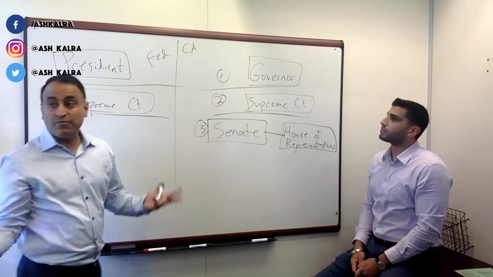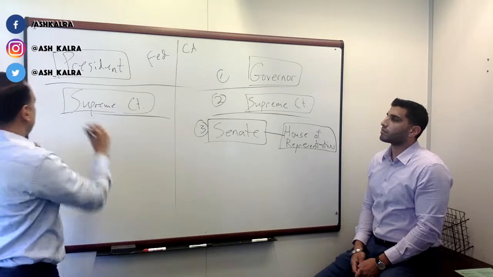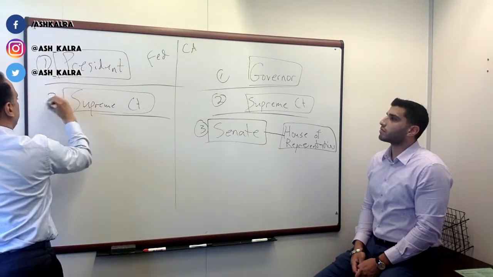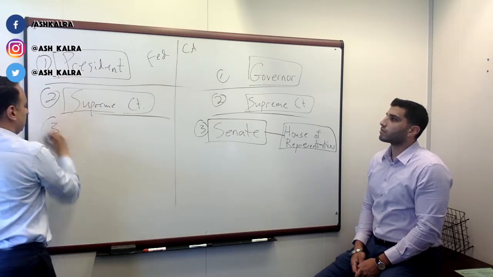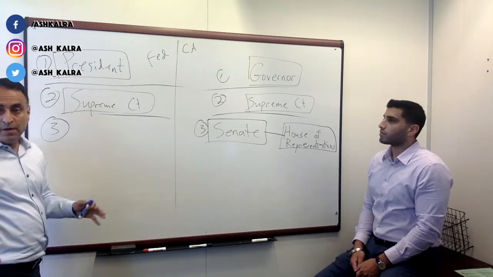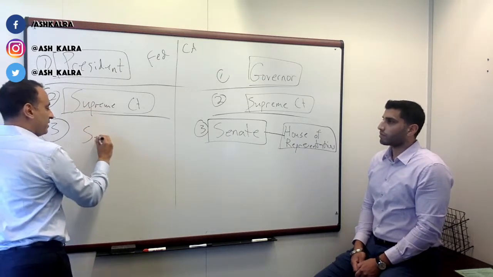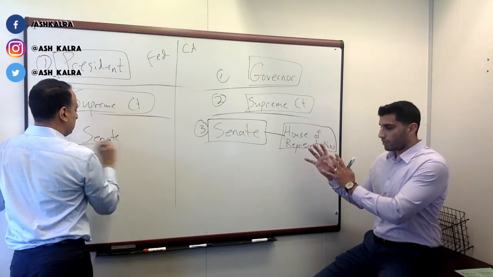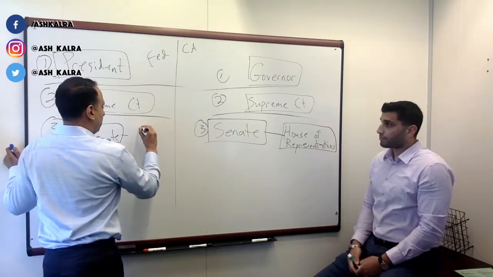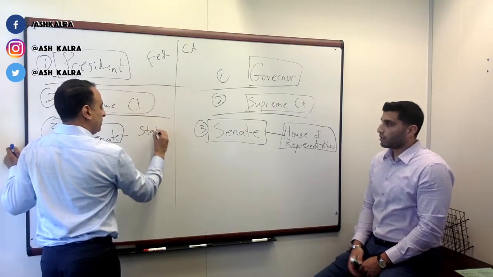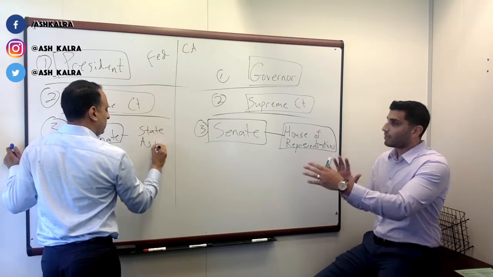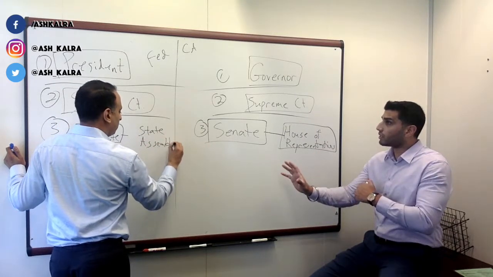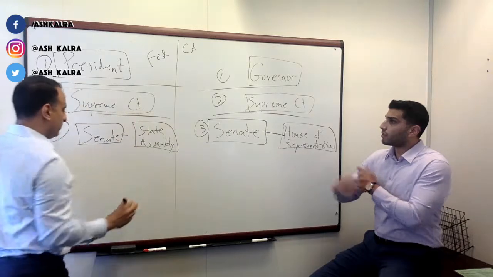Well, we have the same thing in California. Our third branch is the legislature, which is made up of the Senate, just like at the federal level, and the State Assembly. So it's the California State Legislature, with a lower half and an upper half.